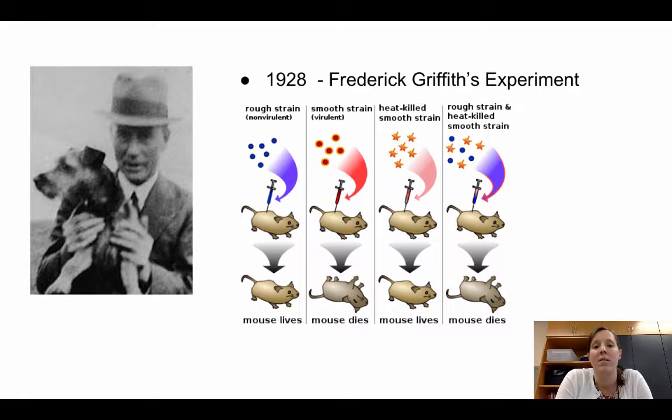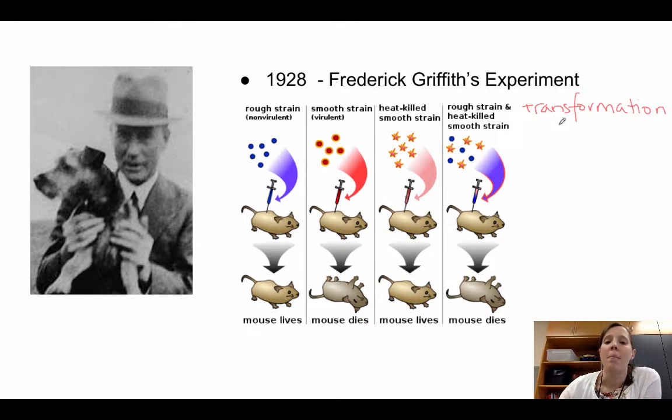And one of them was British scientist Frederick Griffith's experiment in the 1920s, where he studied a process called transformation in bacteria, which is something we're going to talk more about later, but today we're going to talk about it in terms of why it was important for DNA.